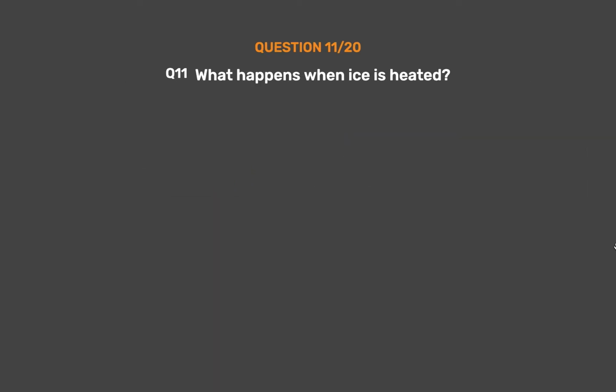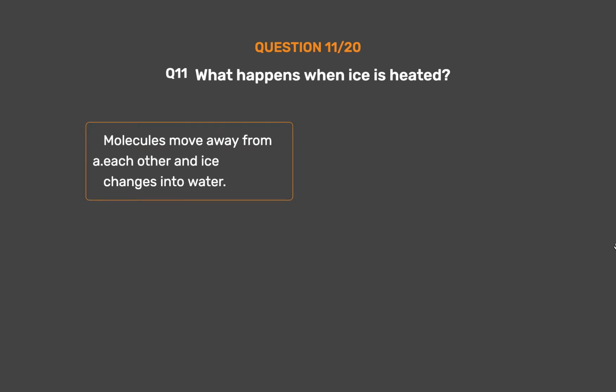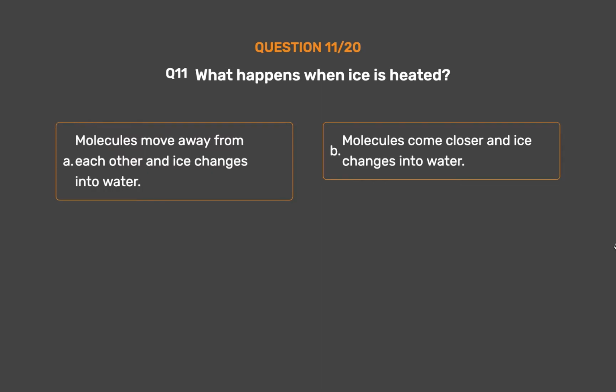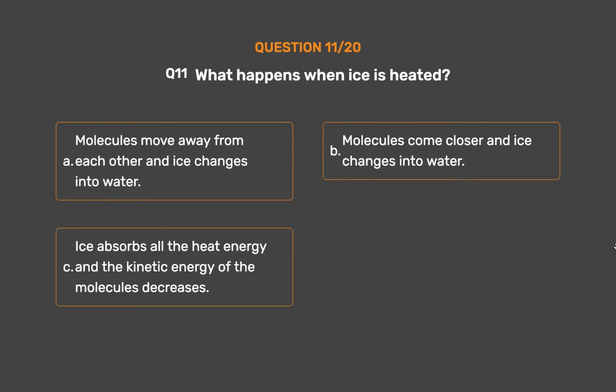Question number 11. What happens when ice is heated? Option A. Molecules move away from each other and ice changes into water. Option B. Molecules come closer and ice changes into water. Option C. Ice absorbs all the heat energy and the kinetic energy of the molecules decreases. Option D. None of the above.